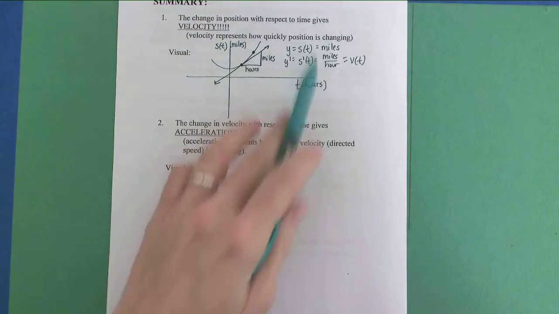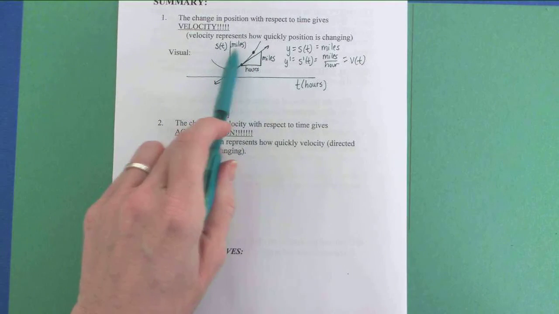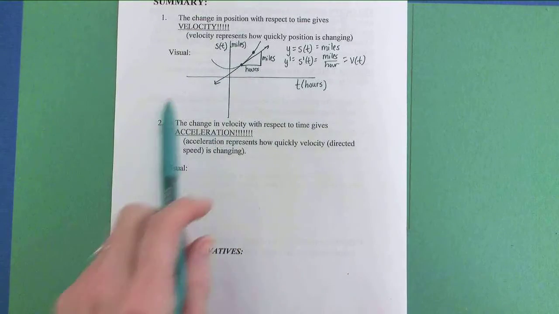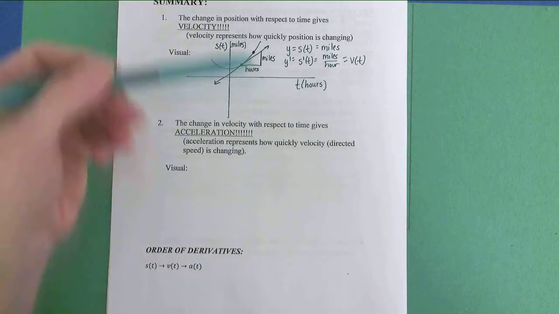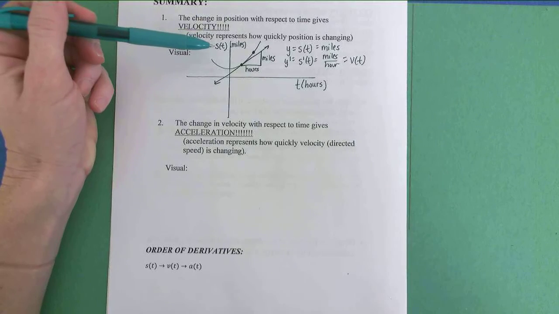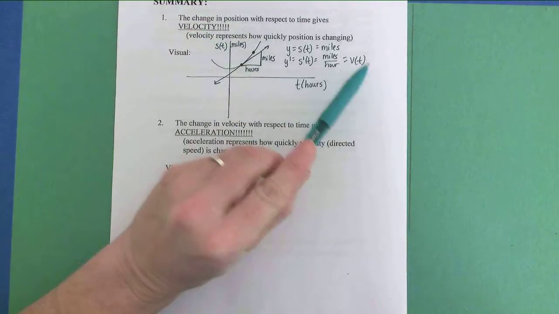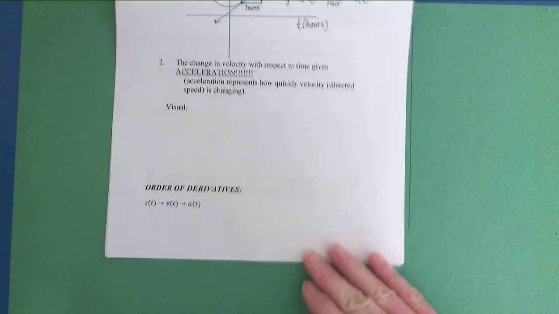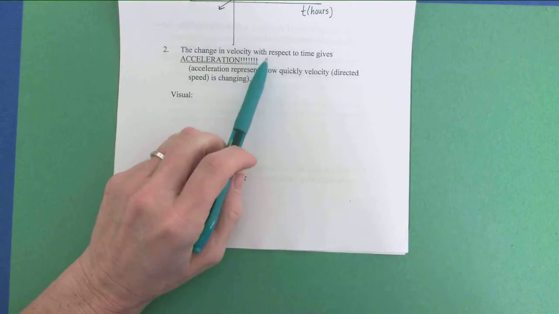Okay, so just to review, we grabbed a position graph tracking distance over time. And when we find the slope of the tangent line somewhere on that graph, we end up getting that slope is measured in miles per hour. So, in other words, what we found is that the derivative of the position graph gives us velocity. Okay, let's move on. Now, what happens if we're looking at the change in velocity with respect to time?